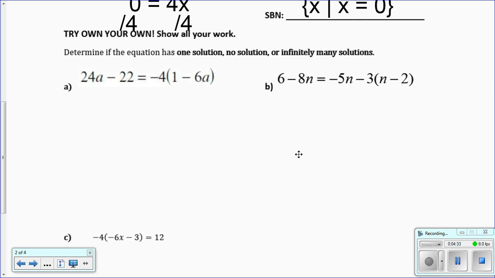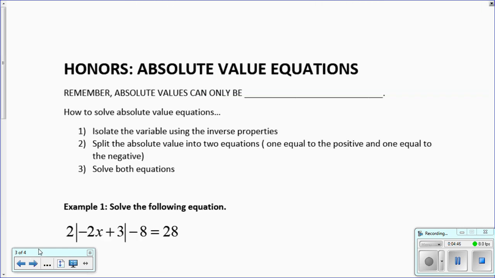Okay. So you should have done these 3. If you didn't, then go back and pause. These 3, we'll go over the answers for these next class. And if you have any questions, make sure you write them down. I think that's it for regular.